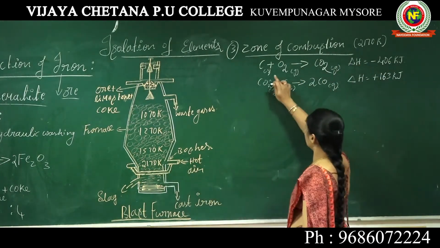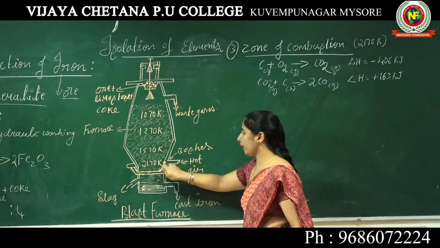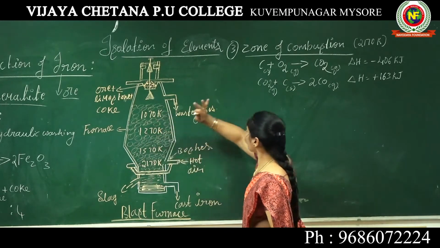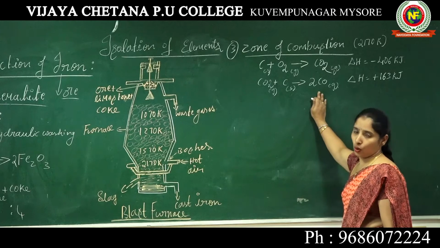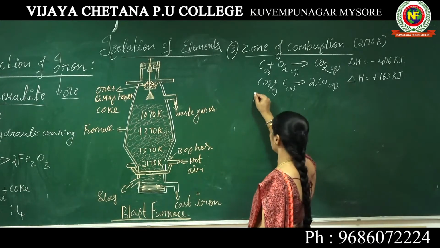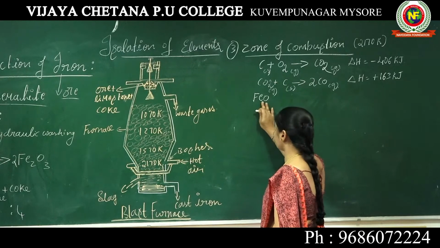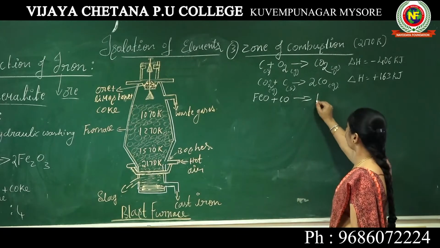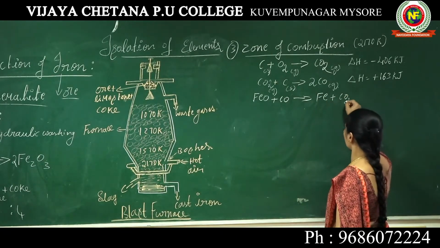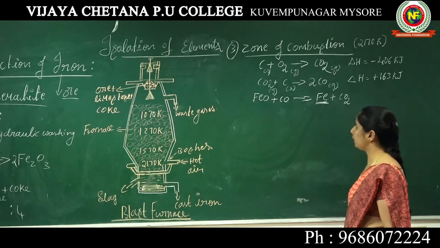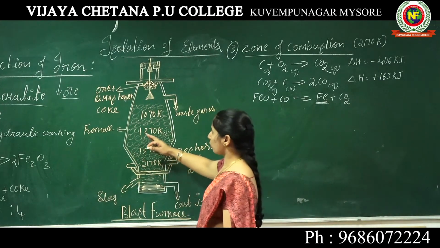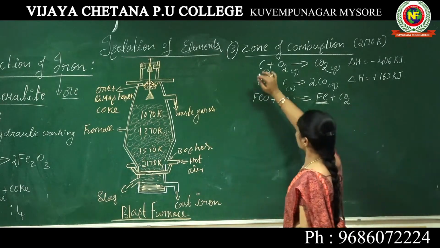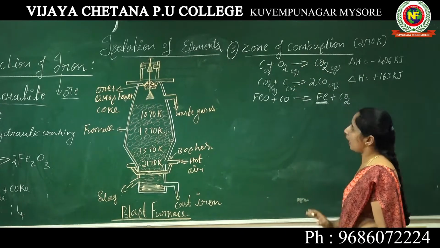That is the zone of combustion. In the zone of combustion, the coke combines with oxygen from the hot air to form carbon dioxide. This carbon dioxide moves up, combines with more coke, and forms carbon monoxide. If any ferrous oxide is present, it combines with carbon monoxide to form Fe plus CO. This is very important, and it happens in the zone of combustion.